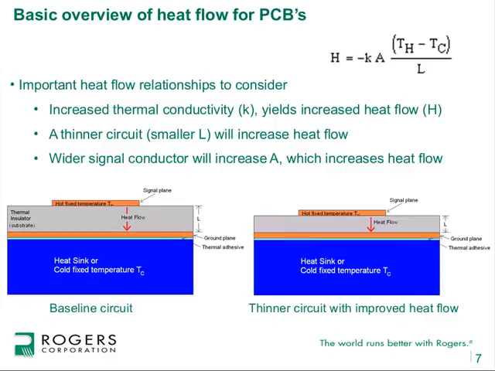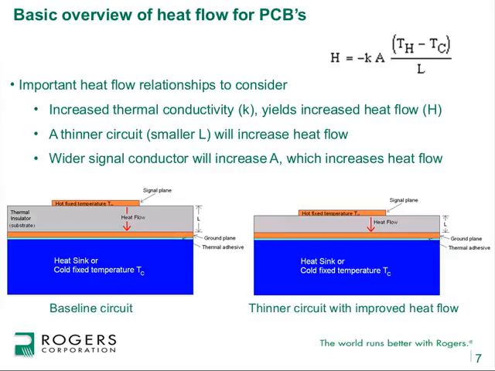Back to this heat flow formula, which is really good to keep in mind as you go through thermal management issues. There are some relationships to consider, and some of it's pretty obvious. K is the thermal conductivity. The negative sign there is really just the orientation of the coordinate system. But anyway, K is the thermal conductivity of the substrate in this case, and a higher thermal conductivity is directly related to H. So if you increase thermal conductivity, you increase heat flow, which is good.